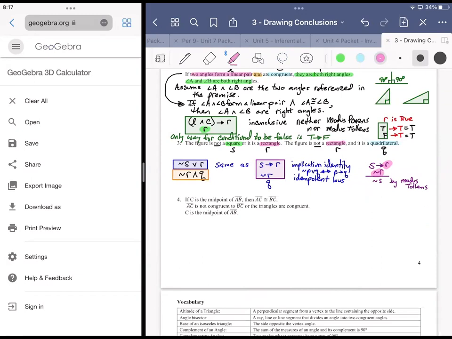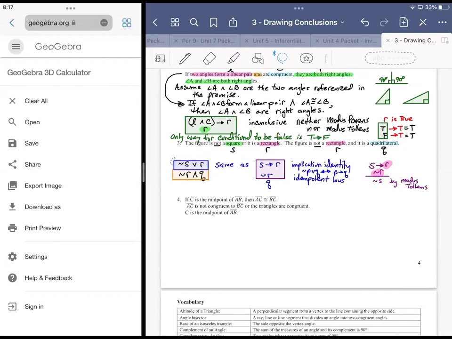Okay. And I'm trying to look at the question for three. The figure is not a square or it is a rectangle. The figure is not a rectangle and it is a quadrilateral. So which part are we denying? Oh, that was the thing where we got from this sentence here, the figure is not a square or it's a rectangle. By the implication identity, we were able to translate that into S implies R. So that's the thing that we're trying to deny or not deny, depending on how things work out.